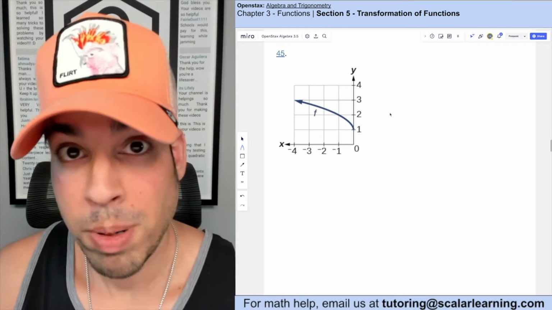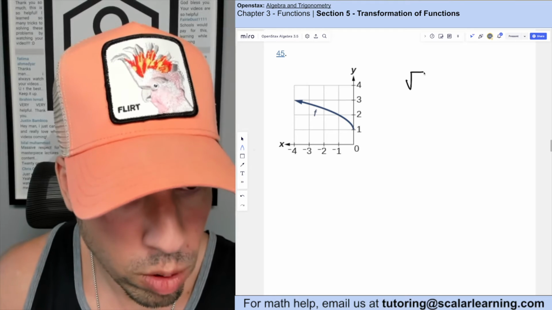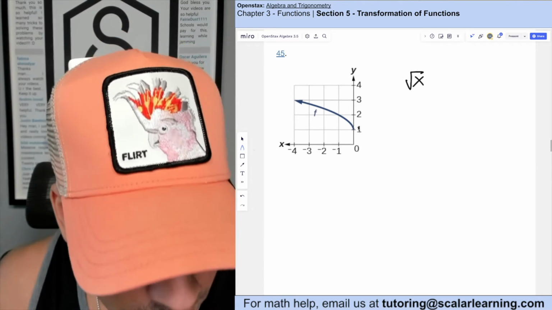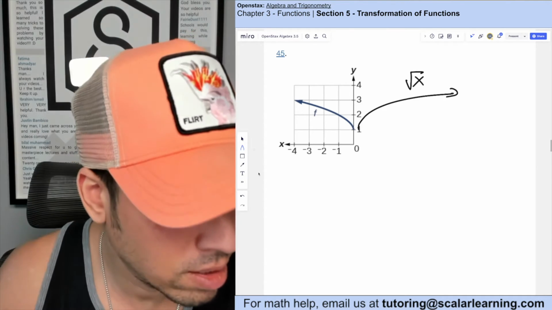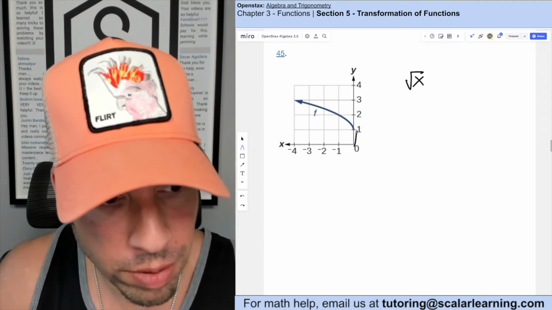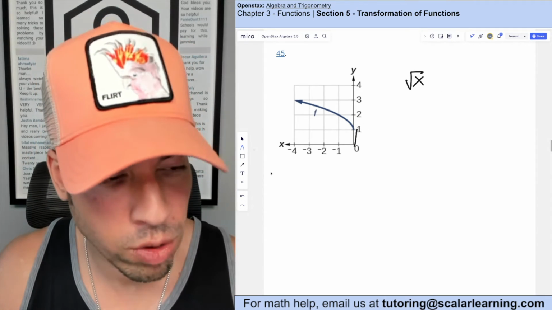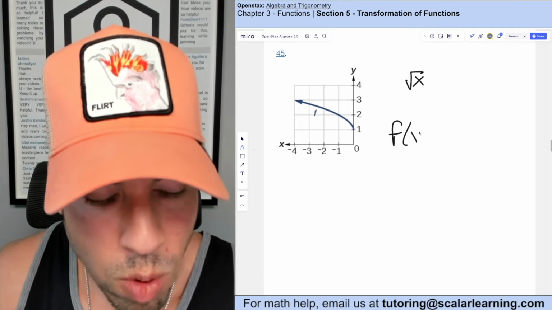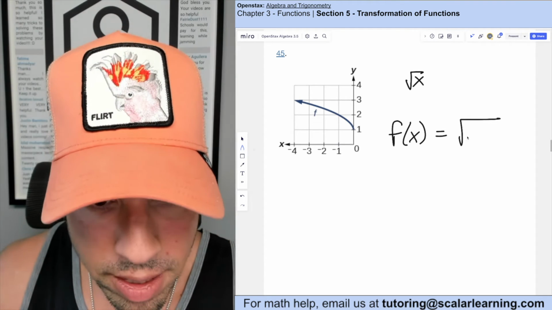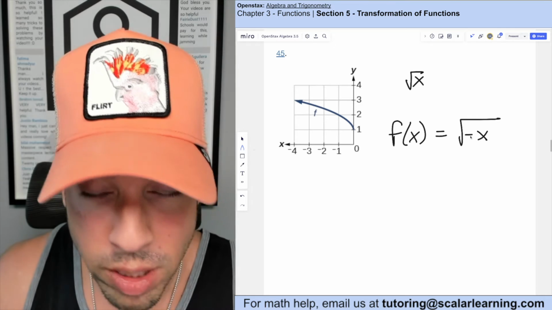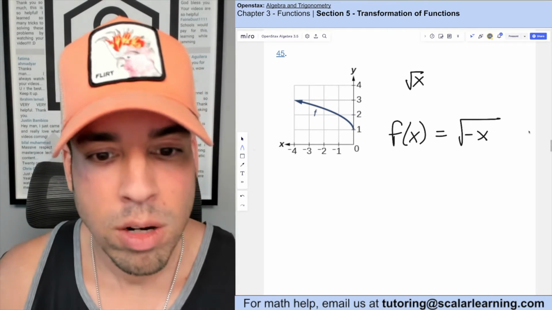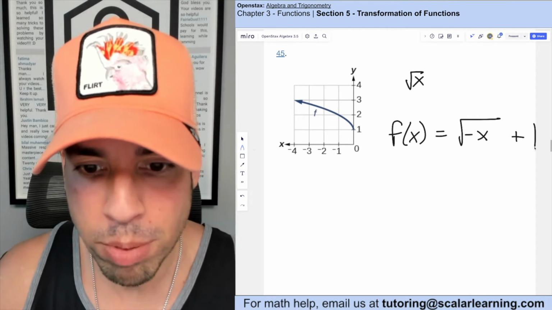Boom, done. So the parent function here, of course, is square root of x, right? Because it's that arm shooting off. But in this case, it looks like it's been shifted up and reflected across the y-axis. So to reflect across the y-axis, we represent this as negating the input. So negating the x on the inside. And then we're shifting it up by 1, boom, done.